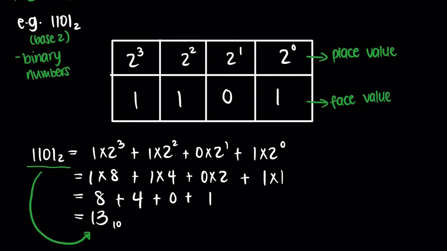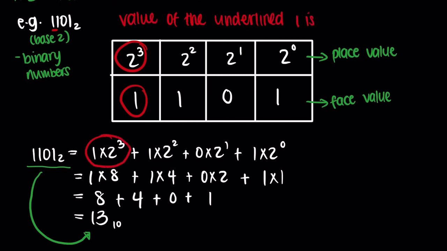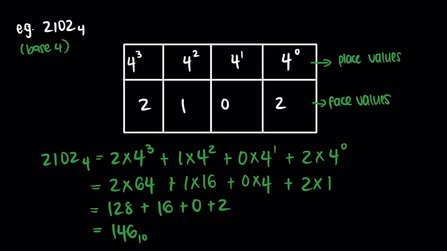The value of the underlined 1 in 1,101 base 2 is the place value of the 1, 2 to the third power, which is 8, multiplied by its face, 1. So 8 multiplied by 1 is 8. So the value of the underlined 1 is 8. Let's look at one more.